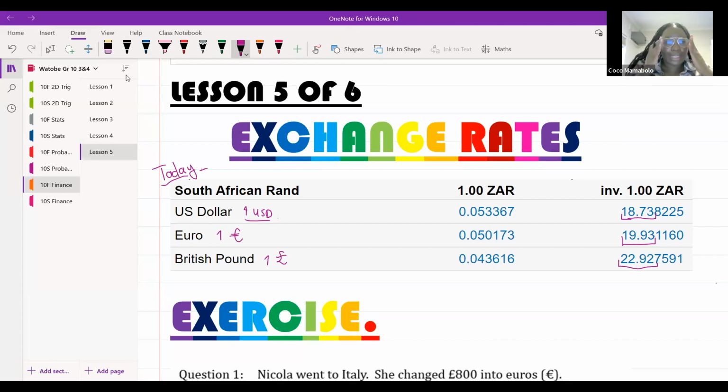Now, obviously, the way that money works in every country is going to be different. For instance, in America, you were able to buy a big pack of Kit Kat for like 95 cents. In South Africa, if you had to go and buy the big pack of Kit Kat, it'll probably cost you like 100 and something Rand. Right?